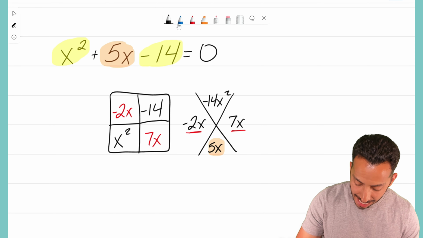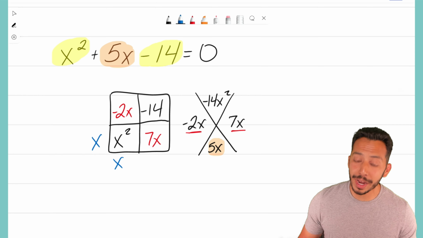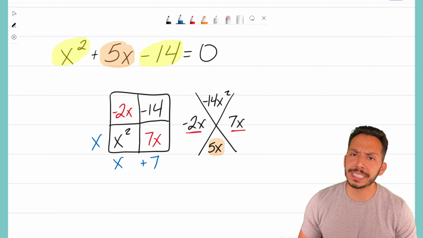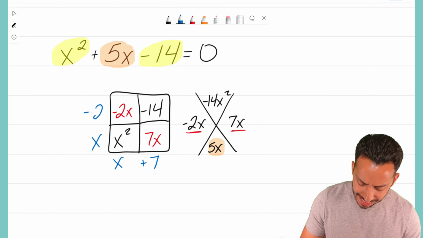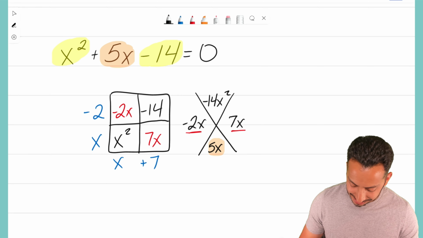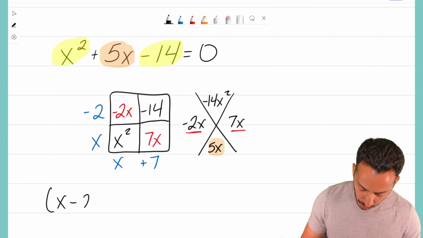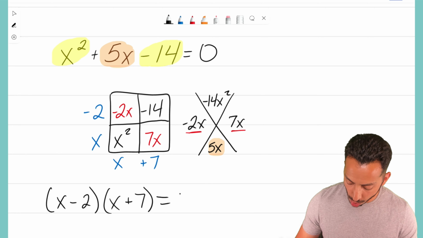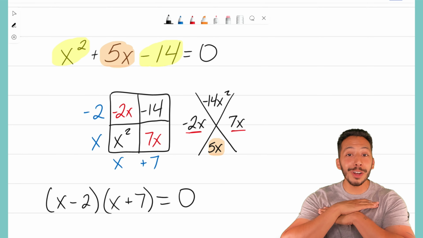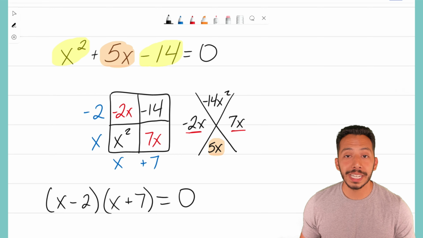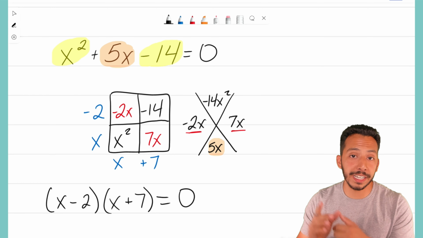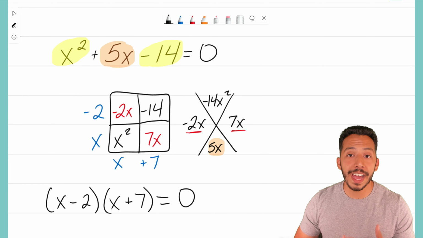Let's think about this. x times x is going to make x squared. x times positive 7 gives us that 7x. x times negative 2 gives us the negative 2x. So we have factored this quadratic to be the quantity x minus 2 times the quantity x plus 7, all equaling 0. Now, we are not done. All we've done here is take that quadratic as a sum and change it to a product by factoring. We used the box and diamond method to factor that out.